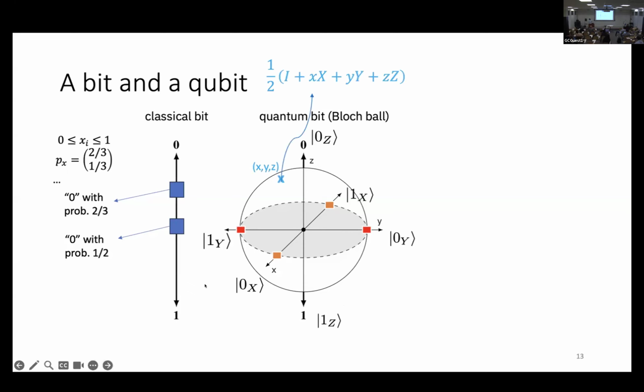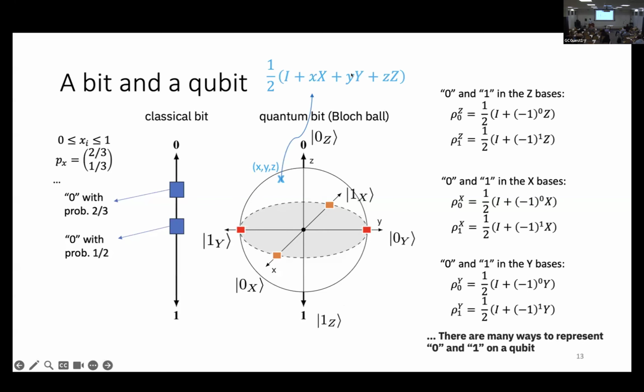Instead, any point on this Bloch sphere, this unit ball, you can write in this density matrix representation of this quantum bit. And of course, 0 and 1 in the Z basis, which we think of as the computational basis, you can write like this one. But there are many other ways, in the X basis, the Y basis, many ways to represent 0 and 1. Why particularly have it on the Z basis, right?